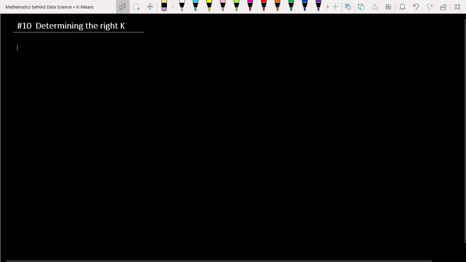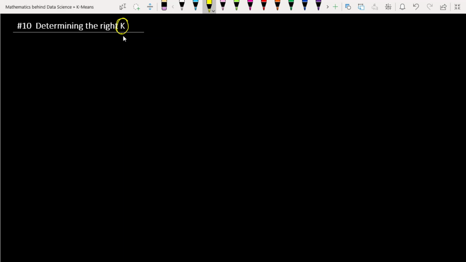Now the question that arises in our mind is how to choose the right k. Till now we have seen the k-means algorithm, but how do we choose k? What is k here? In k-means, k is simply the hyperparameter. How to choose the right k? What will be the right k?